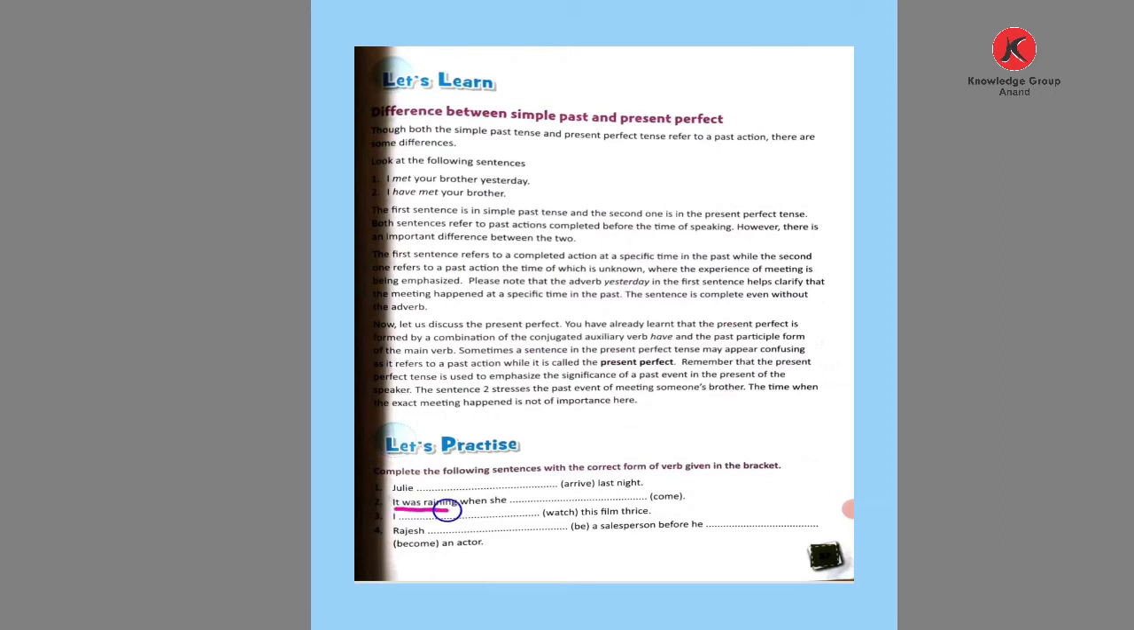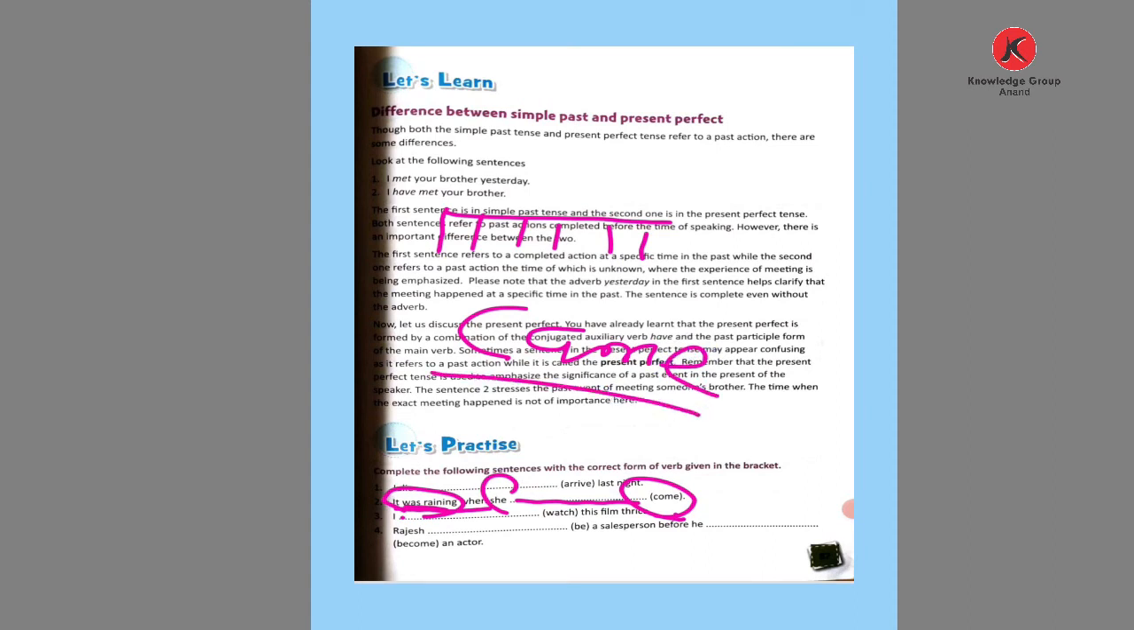Now the second sentence: it was raining when she blank. This is the past continuous form, using was and raining. The raining was continuing. When she, here the verb given is come, so we use came. When she came, the rain did not stop, it continued raining. So here we use the verb came, a simple past tense.